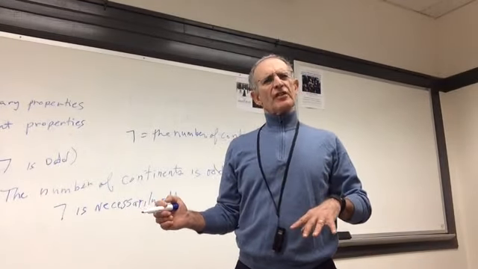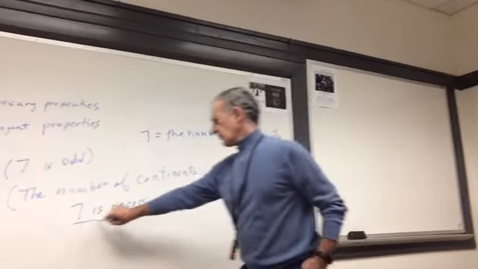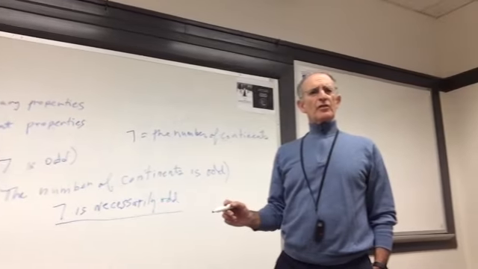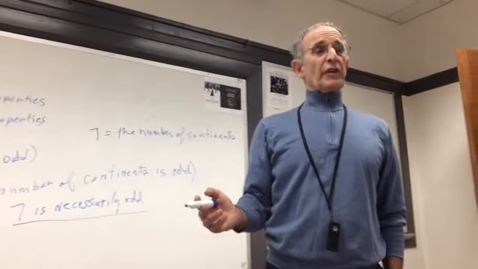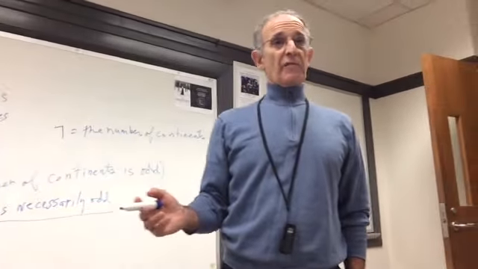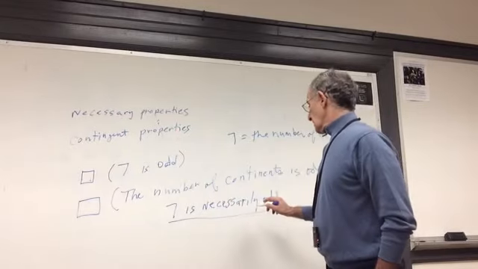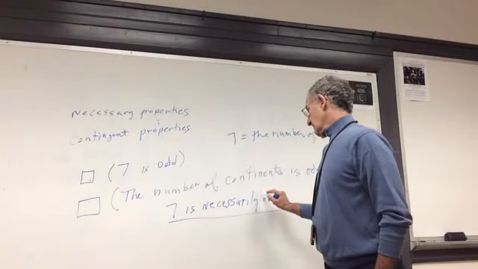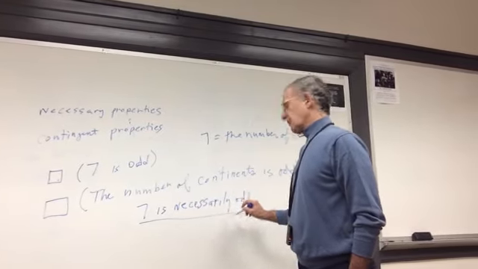Okay. So what about our sentence here? 7 is necessarily odd. That seems true because 7 could not have been even. Right? So is that an essence? Yeah, that's a kind of essence. It's a necessary property. But it's not an accident. That's the question I'm asking. What would be an accident of 7?